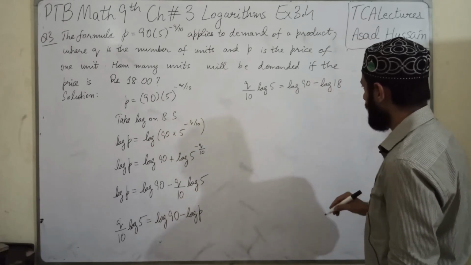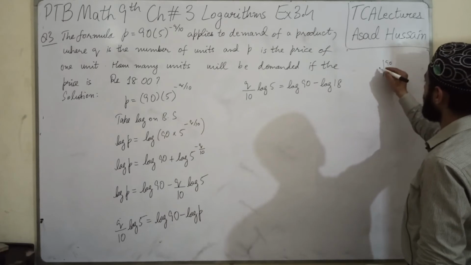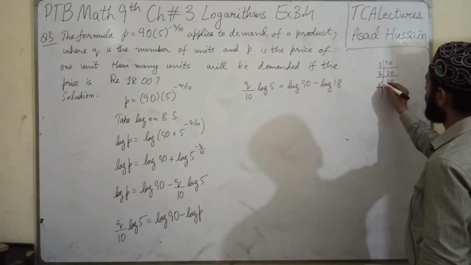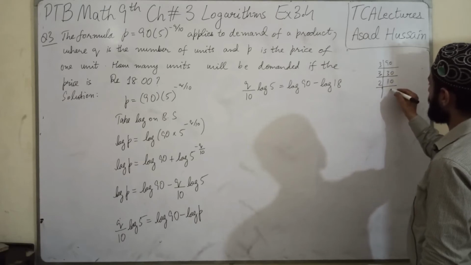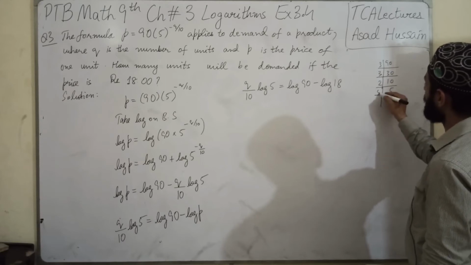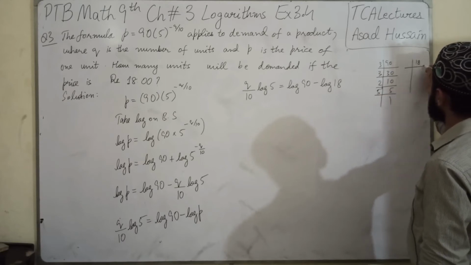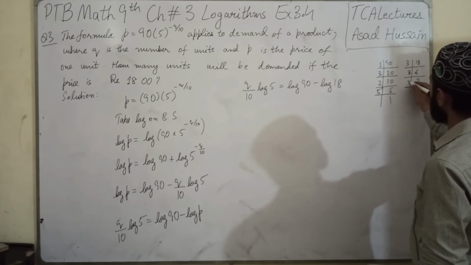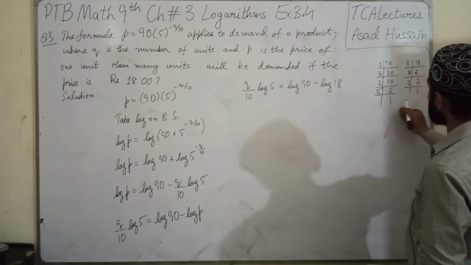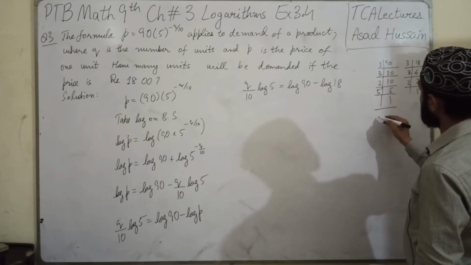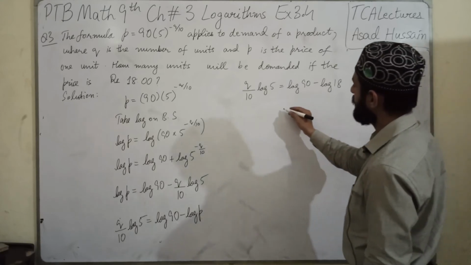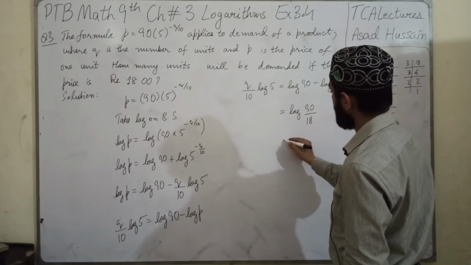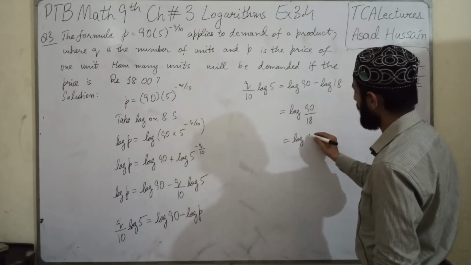For the factors of 90, we have 90 is equal to 3 into 30, 3, 10, 2, 5, 5, 1. For 18 we have 3, 6, 3, 2 and 2, 1. As we can see, 90 can be written as 18 into 5. So we have log 90 divided by 18, and upon cancelling we get log 5.